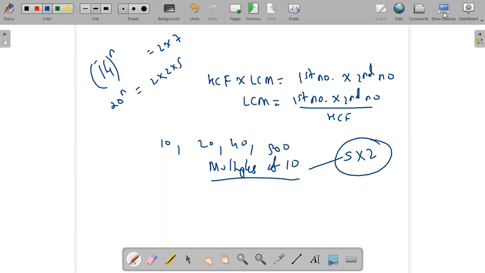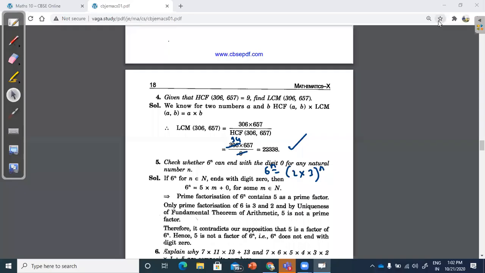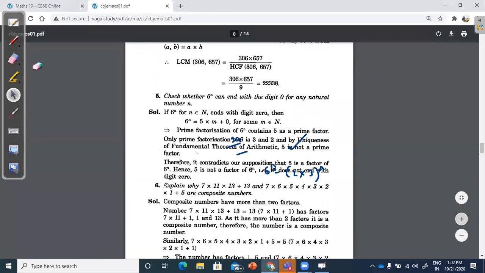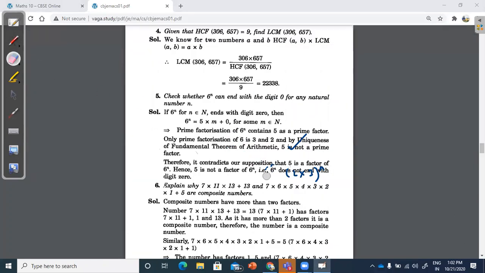Okay. So that's the technique by which we can find out whether a number will end with 0 when the power is n. N means any, 1, 2, 3, 4, infinite. Okay. Moving on to the next question.